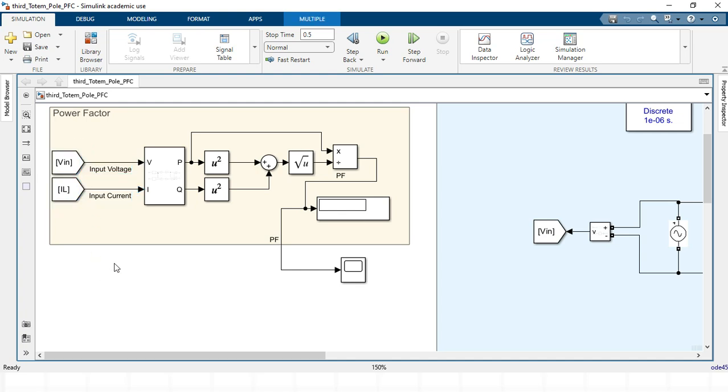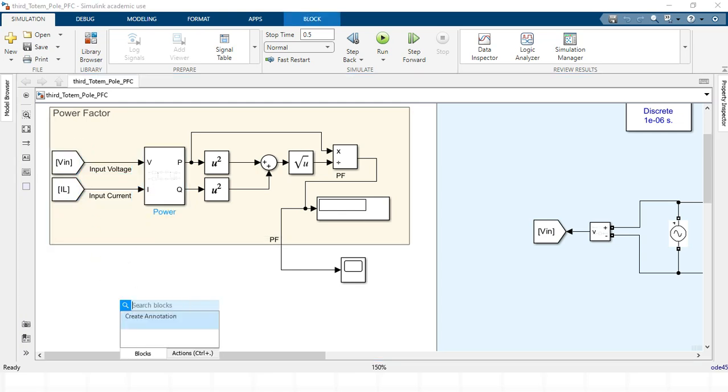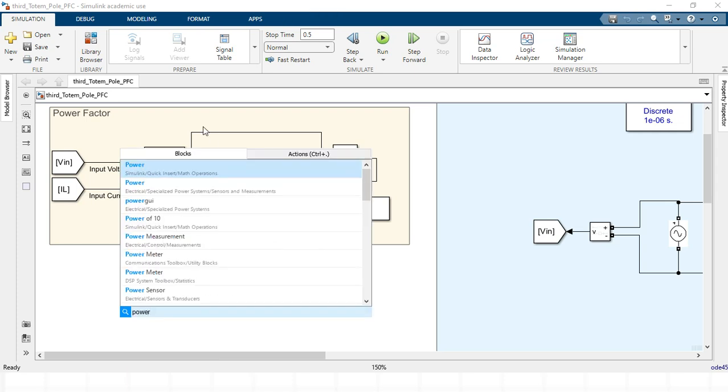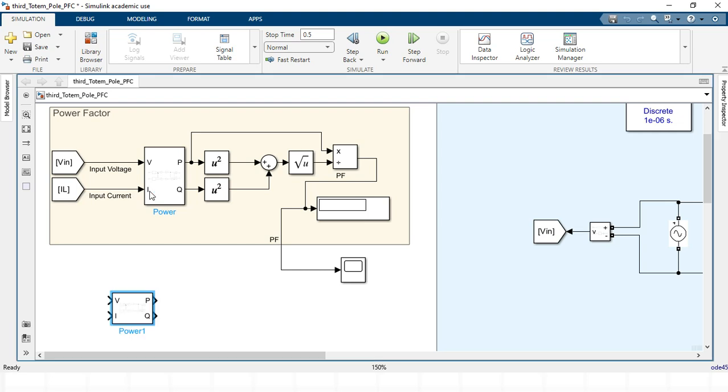Now I am passing them through one block. What is that block? This is a power block. If you type power here, under electrical specialized power systems sensors, you will get this power block. I have just taken the power block, which will calculate the power for you.